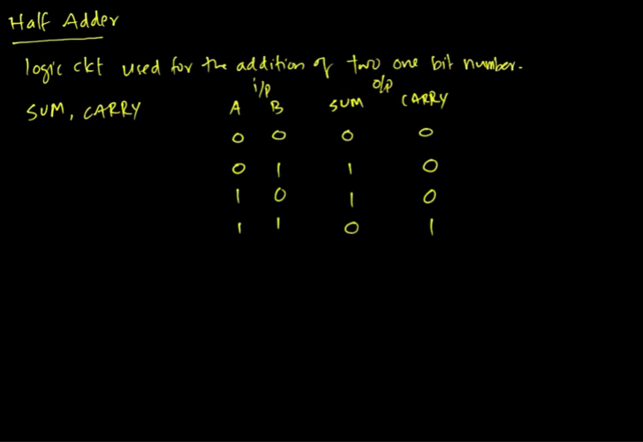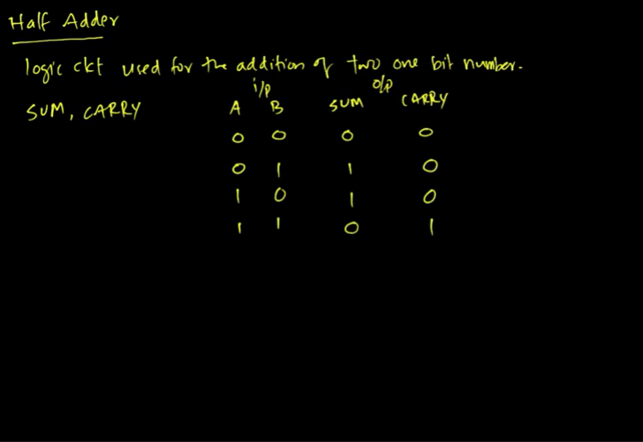This is called a half adder because it cannot accept a carry in from previous additions. That means, suppose I want to add one more bit here, then there will be a possibility of carrying this one to the next bit or next numbers. That is not possible using a half adder. That is achieved by using a full adder. So this is the truth table for a half adder.